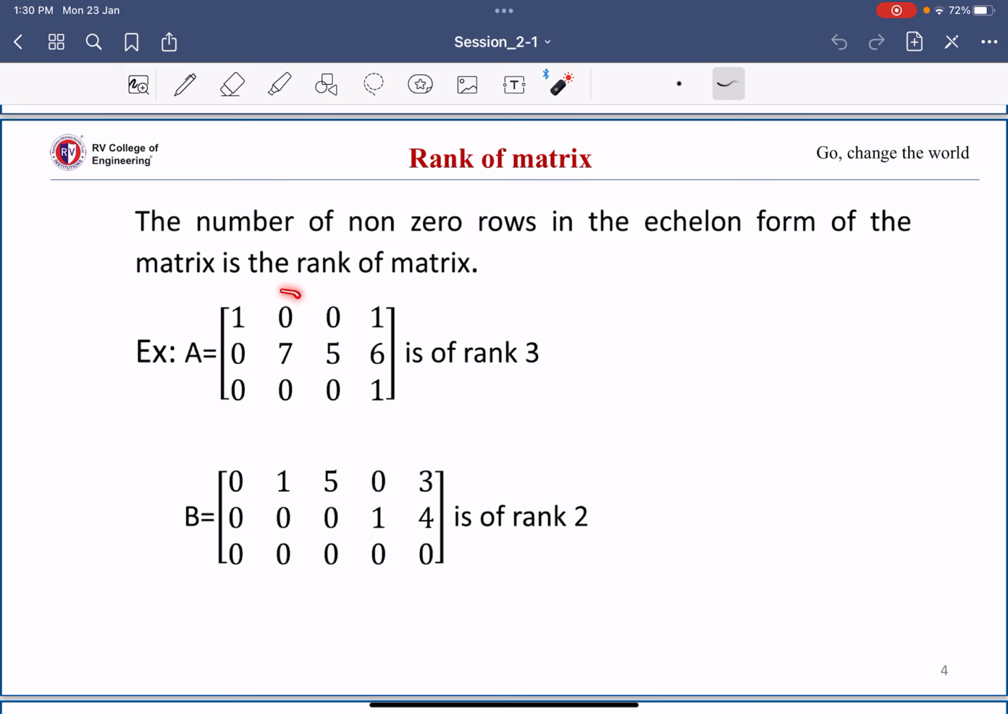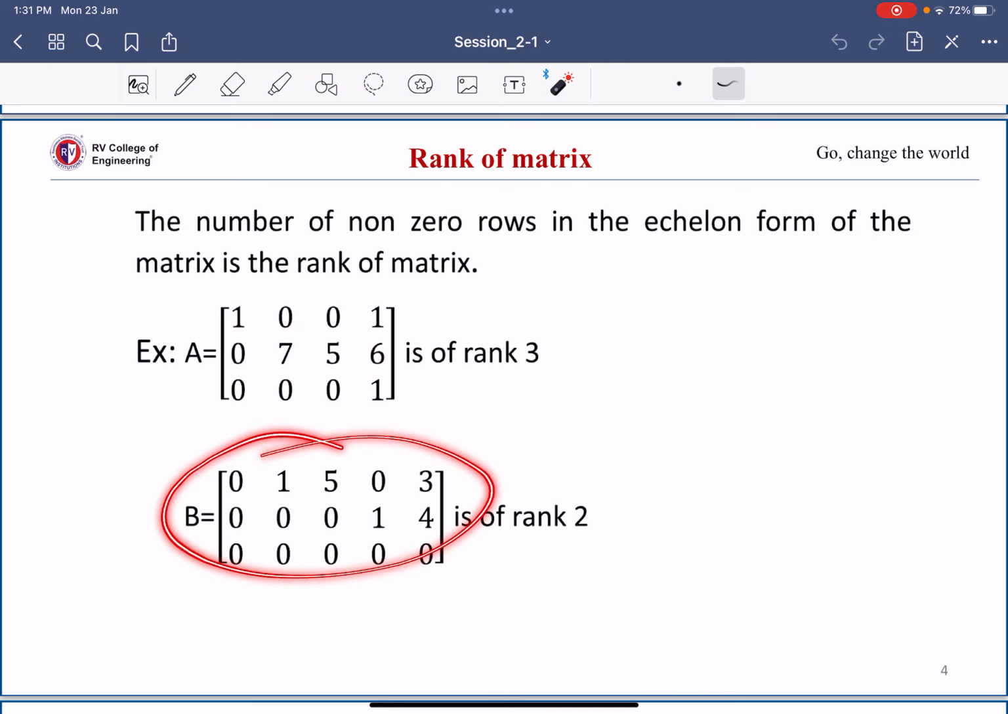So this particular example is in row echelon form. The number of non-zero rows in this particular matrix is 3. A zero row is a row which has all the elements as 0. So you have 3 non-zero elements, you have 2 non-zero elements. So all the 3 rows are non-zero. So the rank of this matrix is 3.